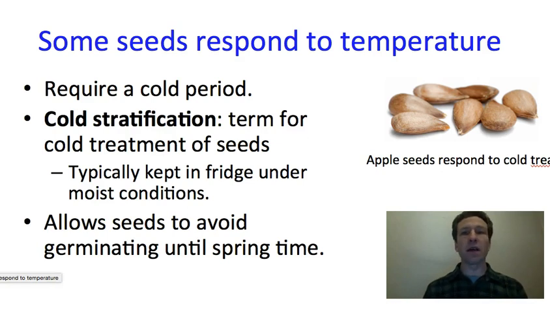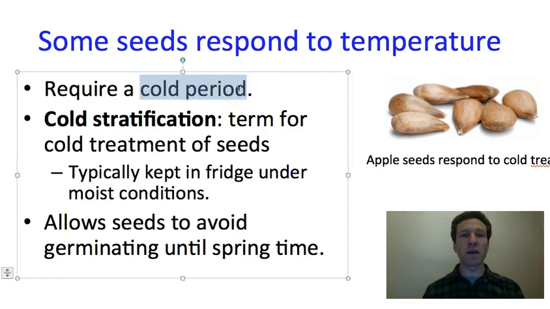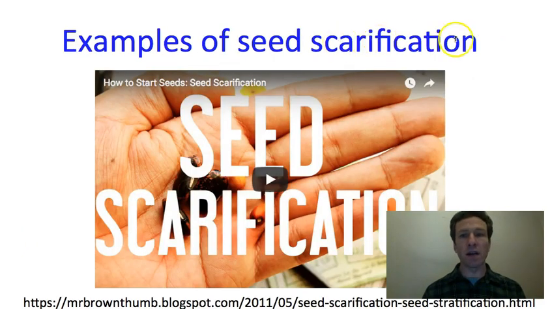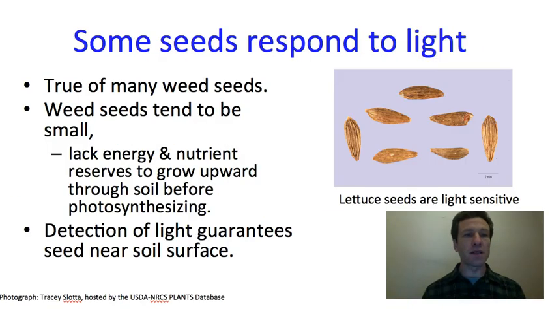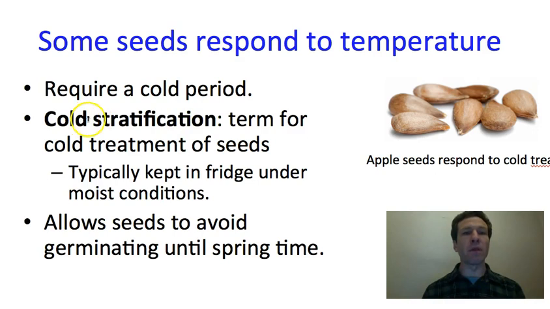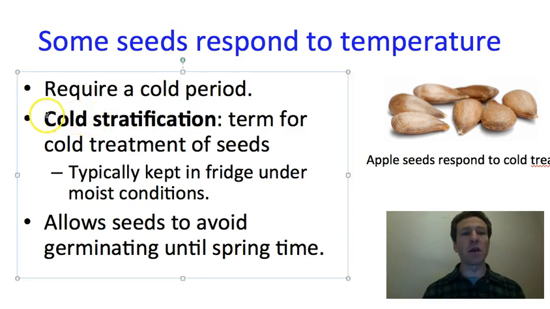The last factor that many seeds respond to is temperature. And specifically, many seeds require a cold period. This is especially true in areas from South Carolina north, where there are cold winter periods. And so when we artificially give seeds a cold period to mimic winter time, this process is called stratification. Now this is confusing. The words scarification and stratification sound very similar. But remember, scarification is breaking the seed coat. Stratification is exposing the seeds to cold.